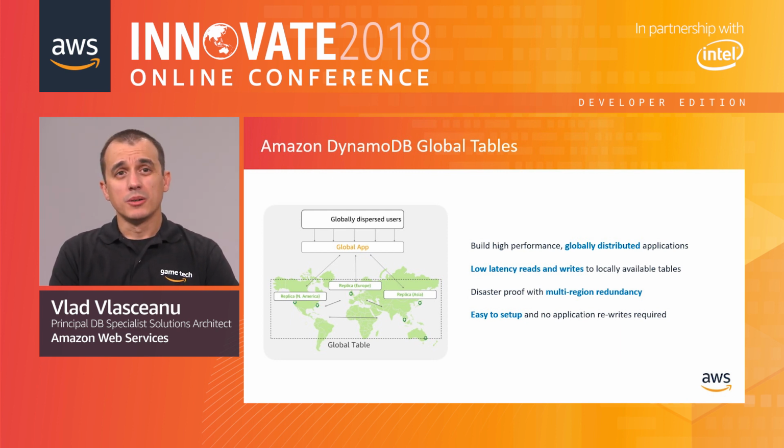And DynamoDB Global Tables offers an automatic resolution of concurrency conflicts. And it's really easy to set up with just a couple of simple clicks. You specify the regions where you want that table replicated, and we will handle all of the management and monitoring for you.